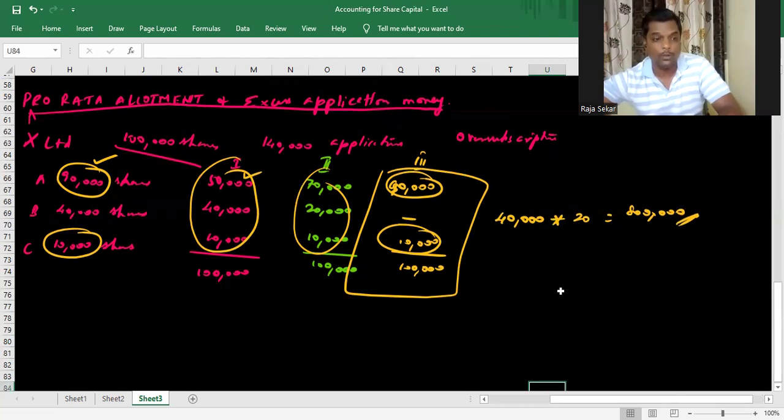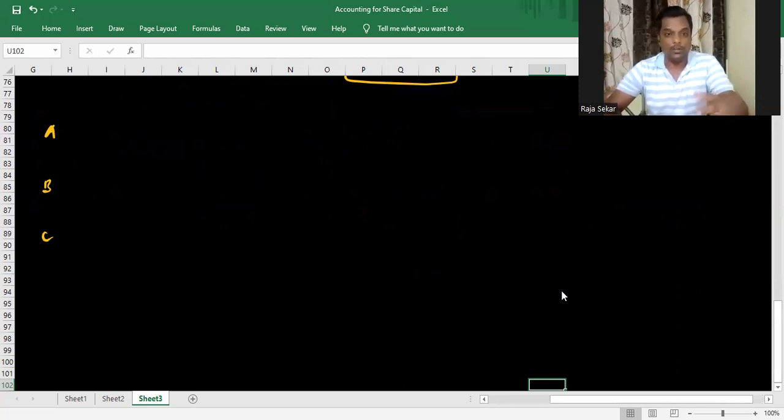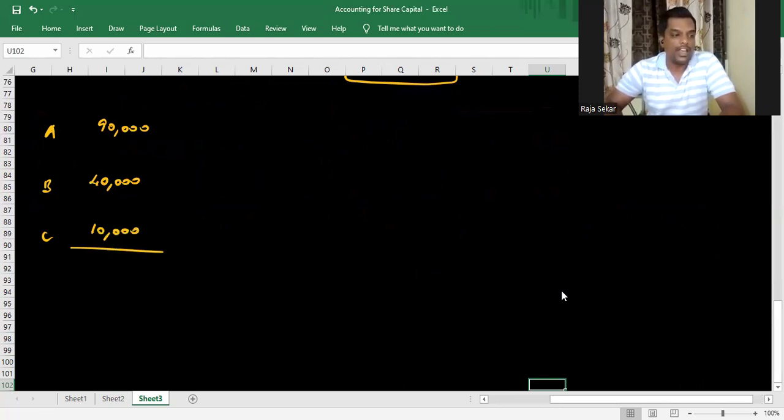When you come to pro rata allotment, what happens is the company, instead of rejecting applications of any particular shareholder in a random manner, might go ahead and allot shares on a proportionate rate. The rate is proportionate to the number of applications made by the shareholder. Like in our example, A applied for 90,000 shares, B applied for 40,000 shares, and C applied for 10,000 shares. In total, we have 1,40,000 shares. Am I right or not?